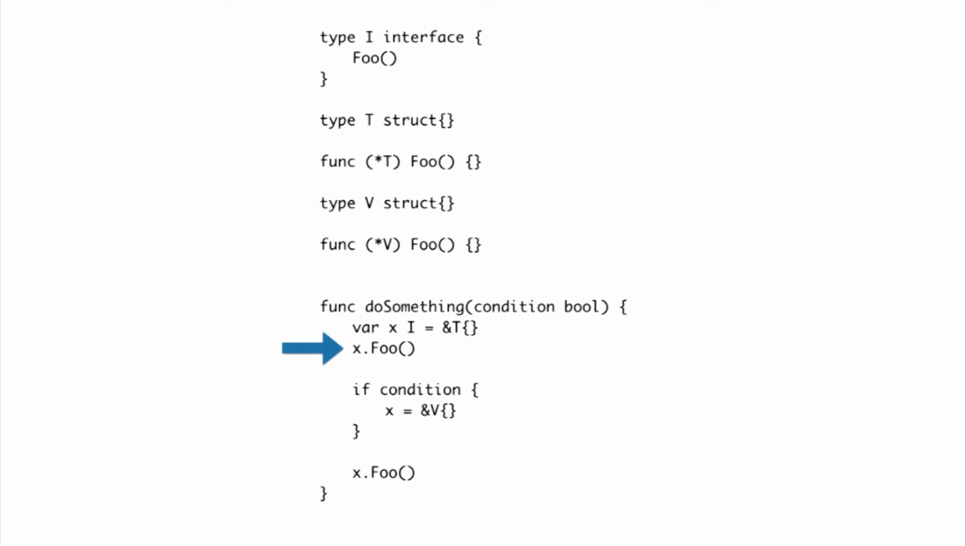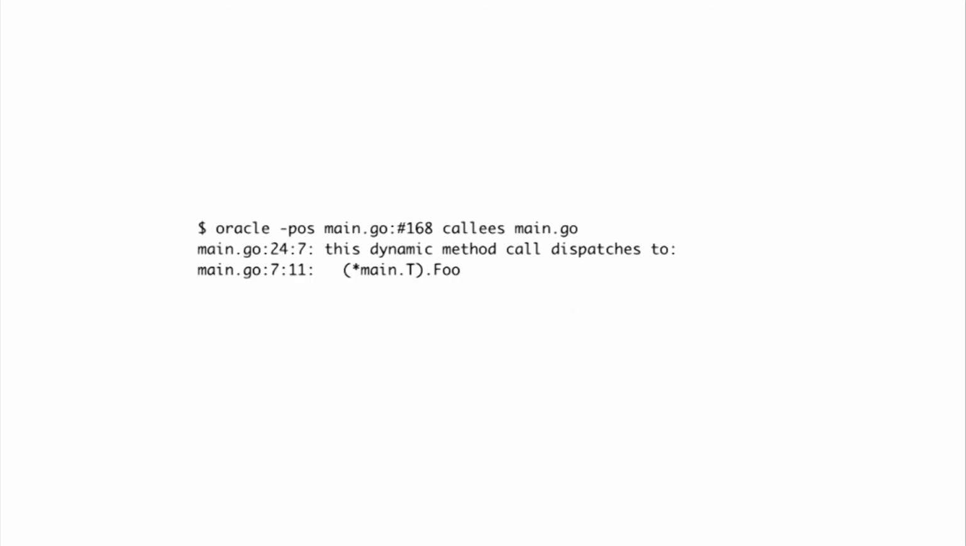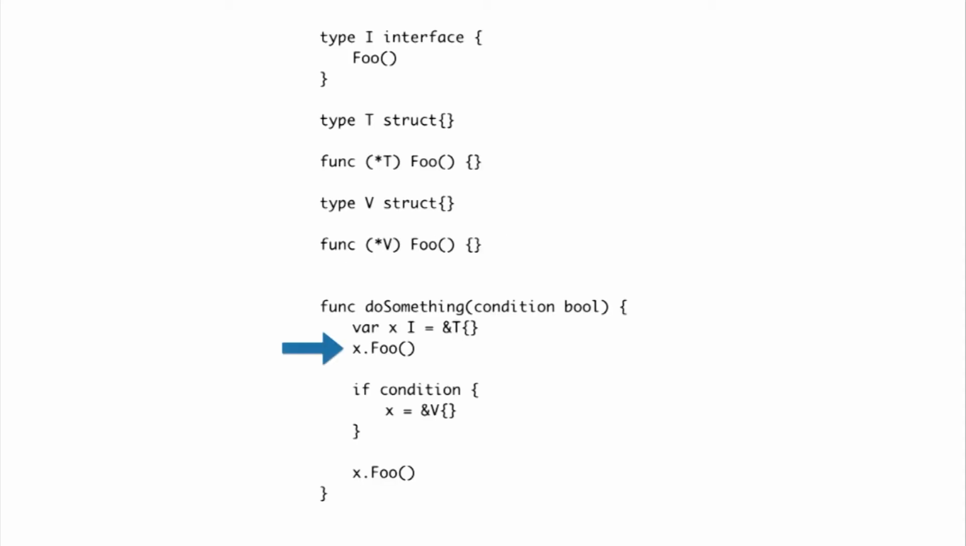So here we have an interface I with implementations of T and V. And on here we have our x, which is going to be of type I. And initially we set it to a pointer of T. And if we try to check the callees right here at this first instance of x.foo, we'll get a list saying this is a dynamic method call because it's an interface, and that it could only be T at this point. So if we look again, we can see, obviously it couldn't be V because V hasn't been set to that variable yet.